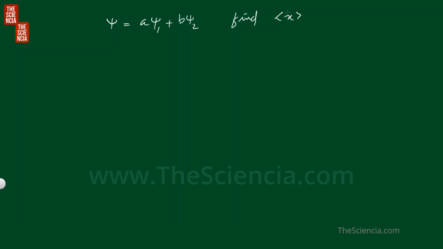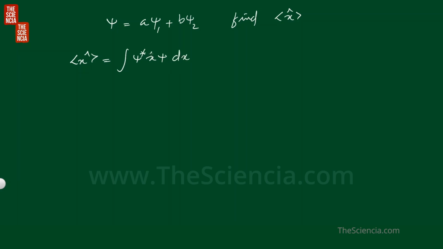And the question is to find the expectation value of x. Here x is an operator, so we use a hat to represent it. The hat means that it is an operator, that is the x operator. So we have to find the expectation value of x, which we know from the basic equation is the integral of psi star x psi dx.